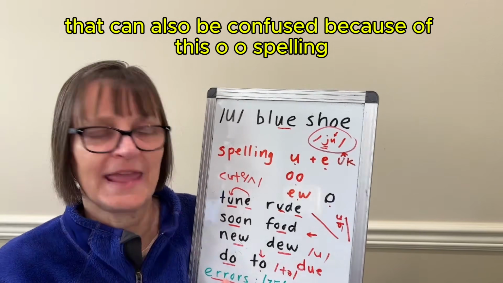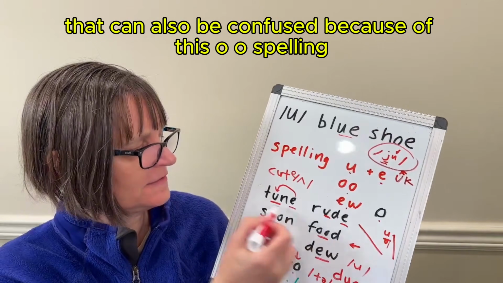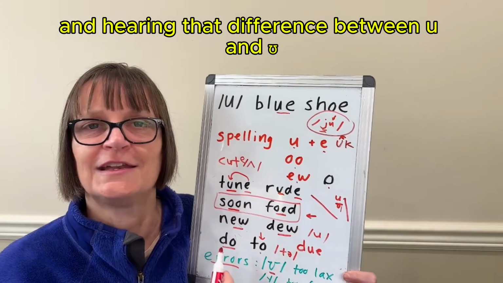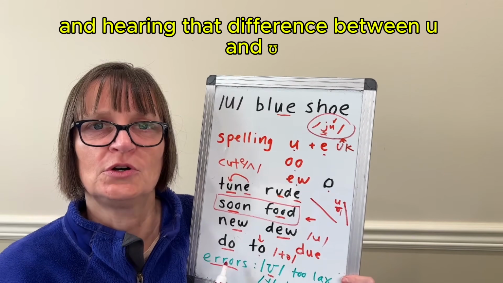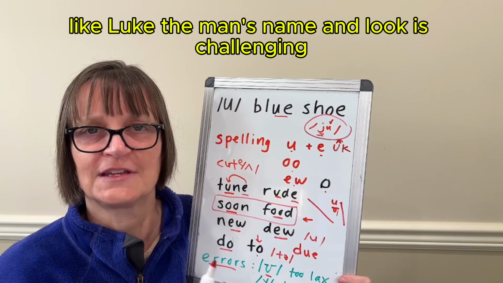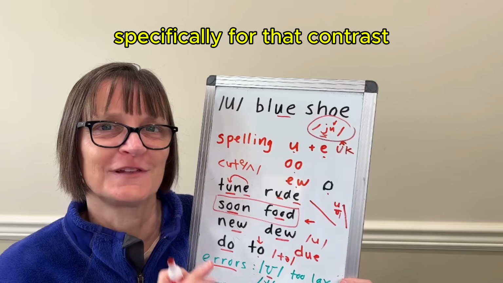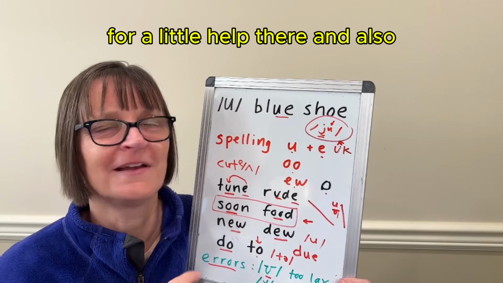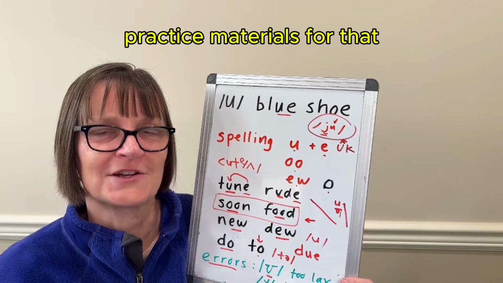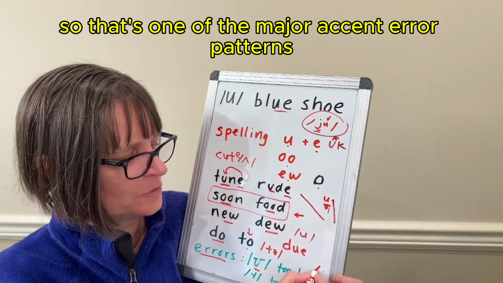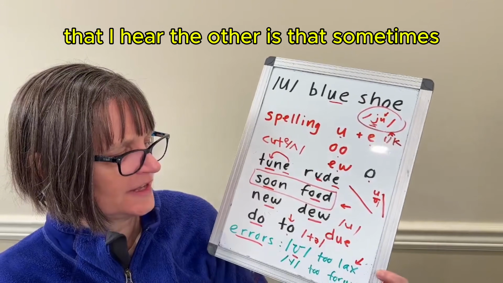That can also be confused because of this oo spelling. That tends to be a little bit challenging, and hearing that difference between oo and ʊ, like "Luke", the man's name, and "look" is challenging. You can check out our video specifically for that contrast for a little help there, and also practice materials for that are available in our Sounds of English course. So that's one of the major accent error patterns that I hear.